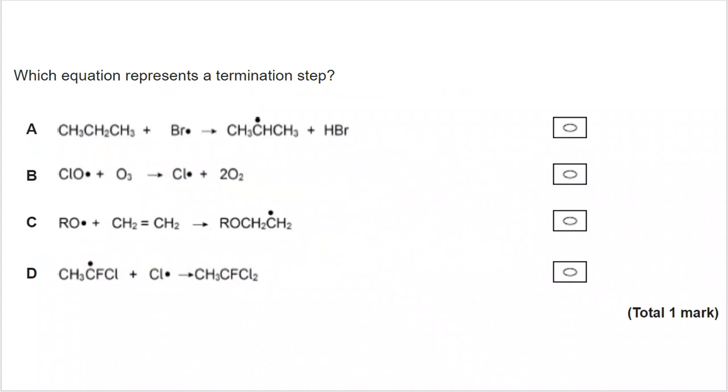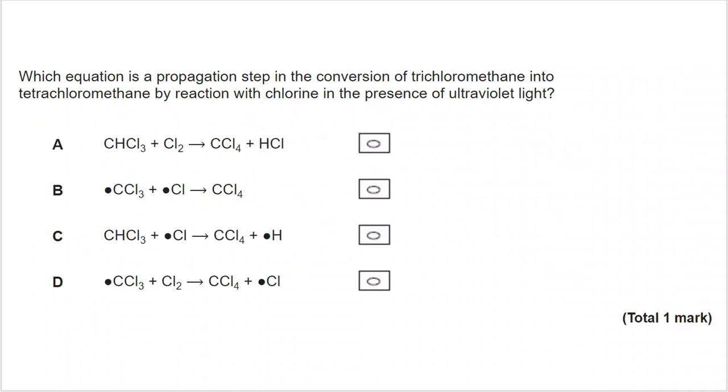And similar to the first one, but this time we're looking for a termination step. So we've got termination. Let's highlight all of the radicals. I can see here, I start with 1 and end with 1. I start with 1, I end with 1. I start with 1, I end with 1. I start with 2 and I end with none. So the first 3 of those are all propagation. The final one, D, is termination. So the correct answer is D. Next question.